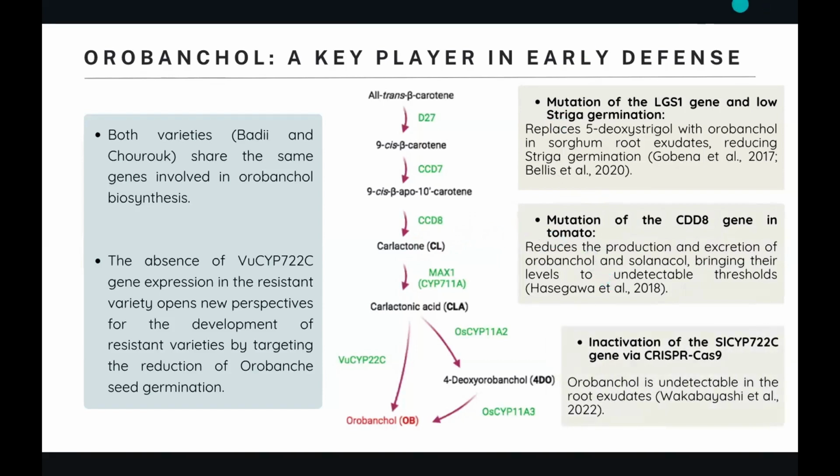Recently, the inactivation of the CP722C gene via CRISPR reduced the production of orobanchol in root exudate of tomato, limiting the signal required for parasite germination. This approach highlights the potential of gene inactivation by targeting susceptible genes as a tool to control parasitic infestation in crops.